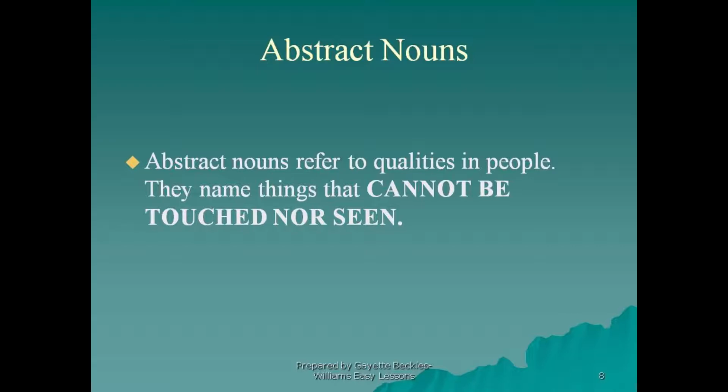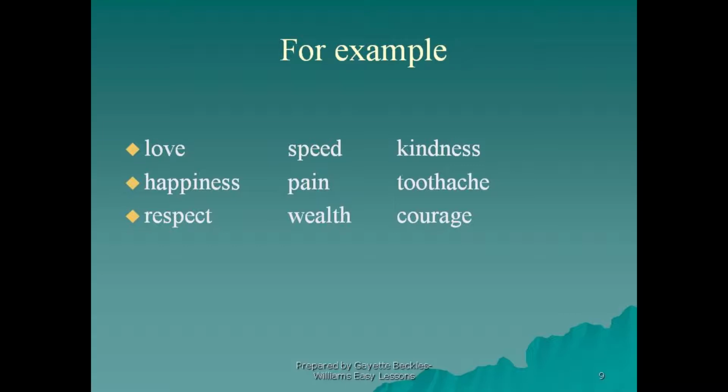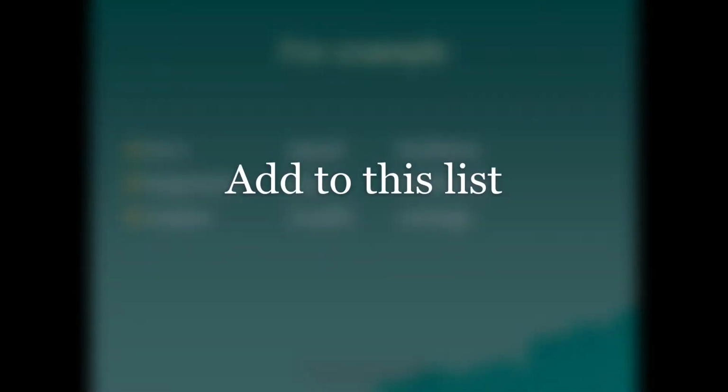And now we move on to abstract nouns. Abstract nouns refer to qualities in people. They are things that cannot be touched nor seen. Even though these are names of things, these are things that cannot be touched nor seen. For example, love, speed, kindness, happiness, pain, toothache, respect, wealth, courage. There are many, many more. See if you can add some to the list.